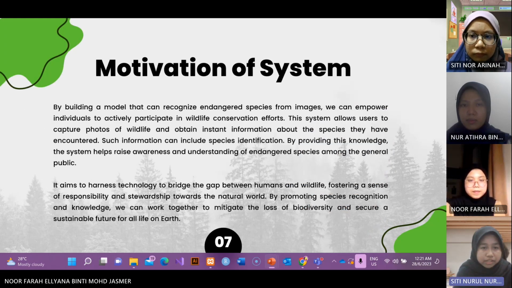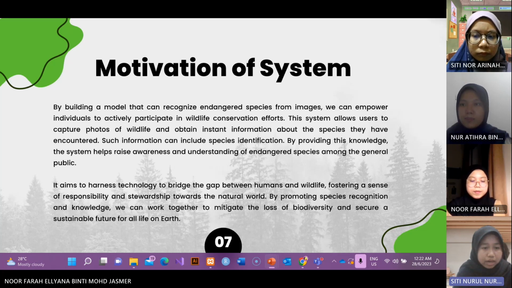This is our motivation of the system. By building a model that can recognize endangered species from images, we can empower individuals to actively participate in wildlife conservation efforts. The system allows users to capture photos of wildlife and obtain instant information about the species they have encountered. Such information can include species identification. By providing this knowledge, the system helps raise awareness and understanding of endangered species among the general public.